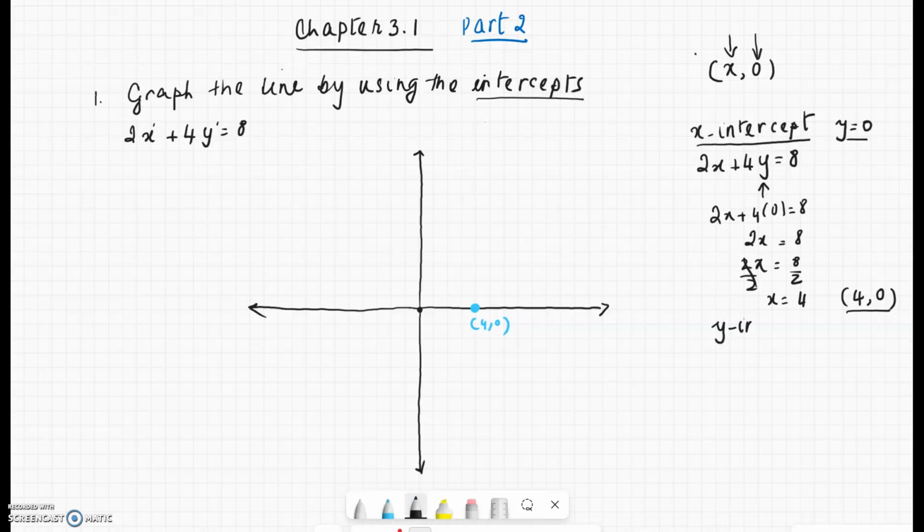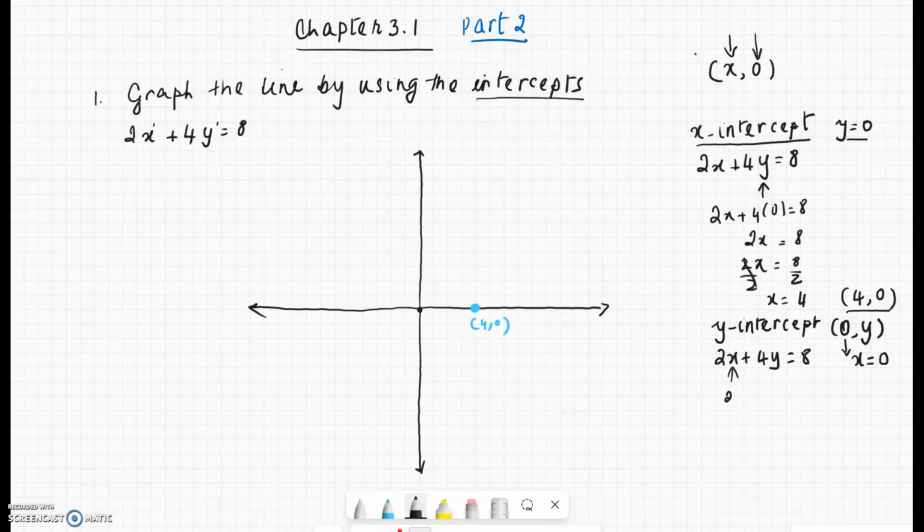Now let's figure out the y-intercept. The y-intercept is the point where the graph crosses the y-axis. If it's crossing the y-axis, any point on the y-axis, we can be sure, looks like (0, y) for some number y. The one thing you can be sure of is that the x coordinate on the y-axis is always equal to 0.